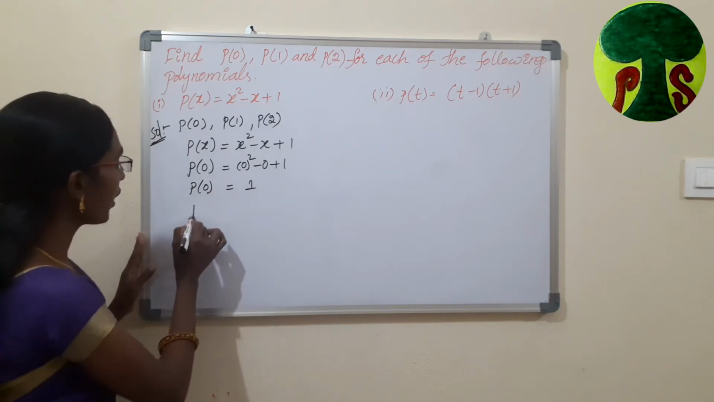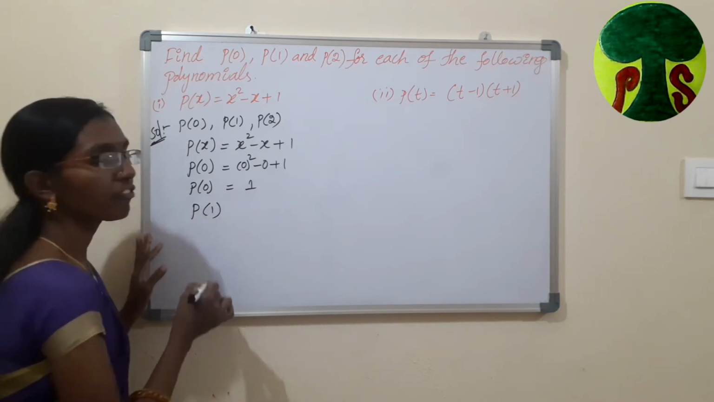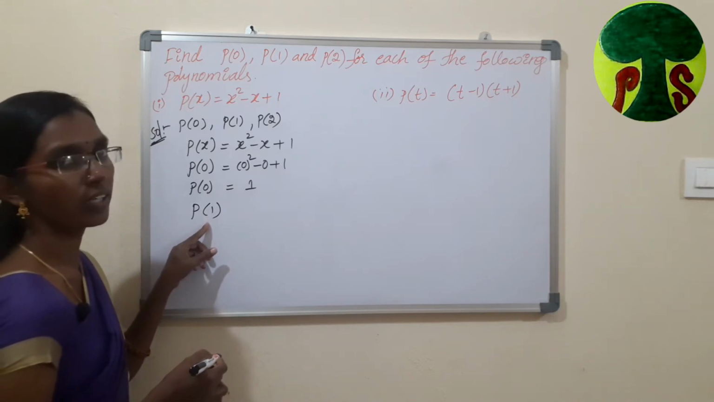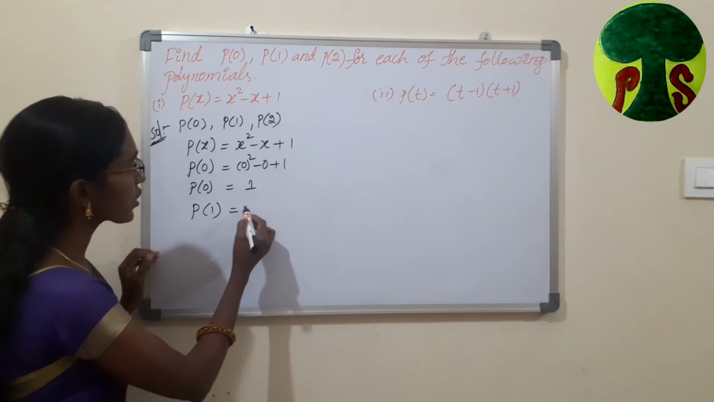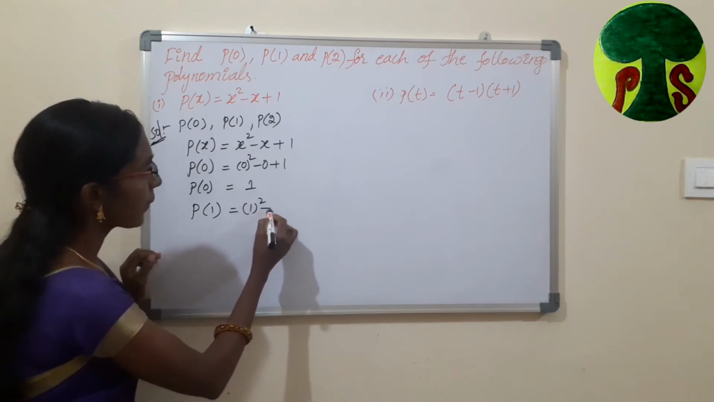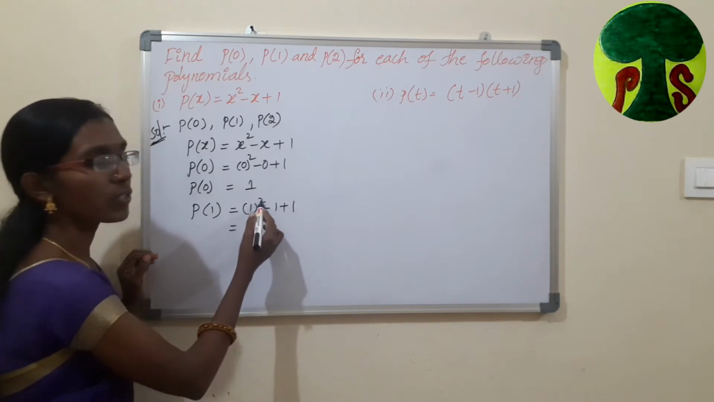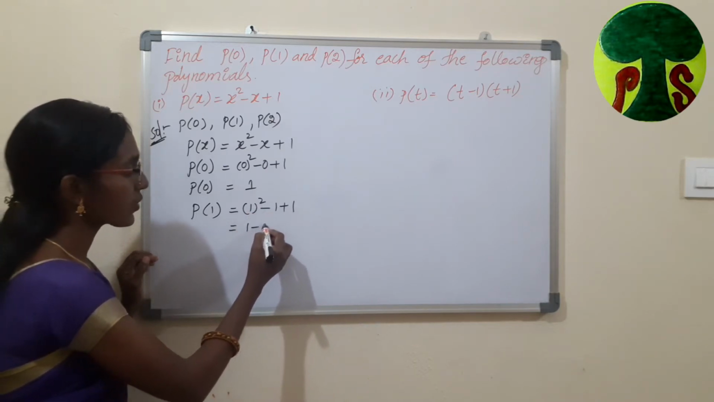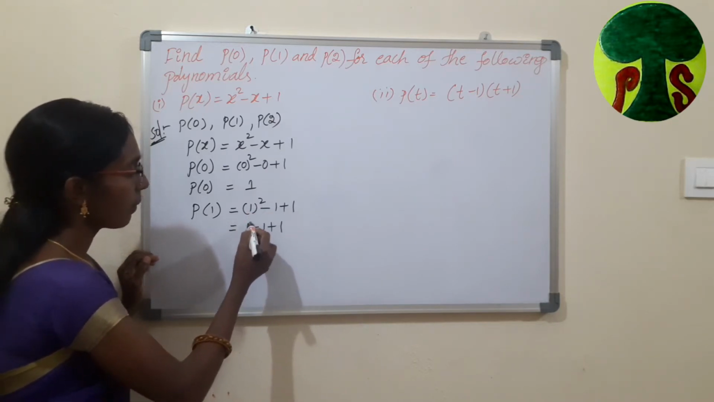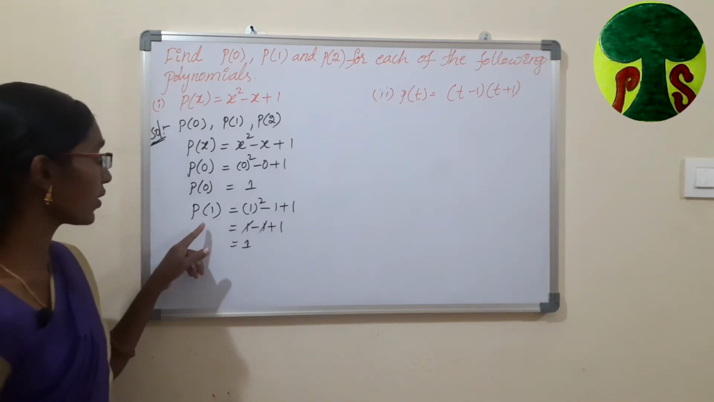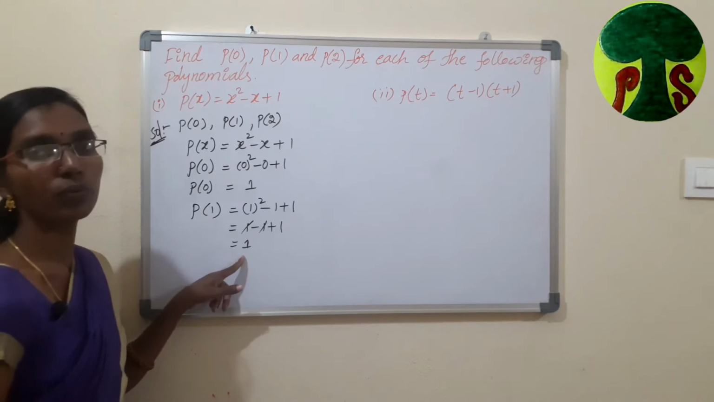Now we have to find p of 1 value, which means in the place of x we have to substitute 1. So p of 1 equals 1 square minus 1 plus 1, which equals 1 square is 1 minus 1 plus 1. Plus 1 minus 1 gets cancelled, 1 is the answer. When x equals 1, p of 1 is 1.